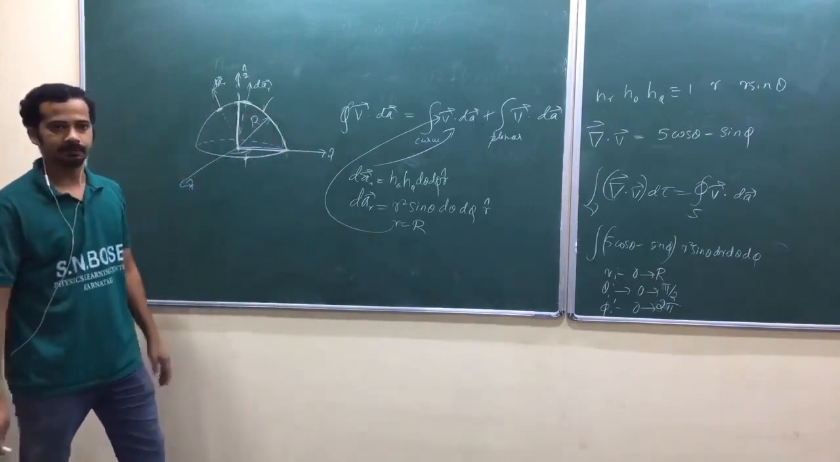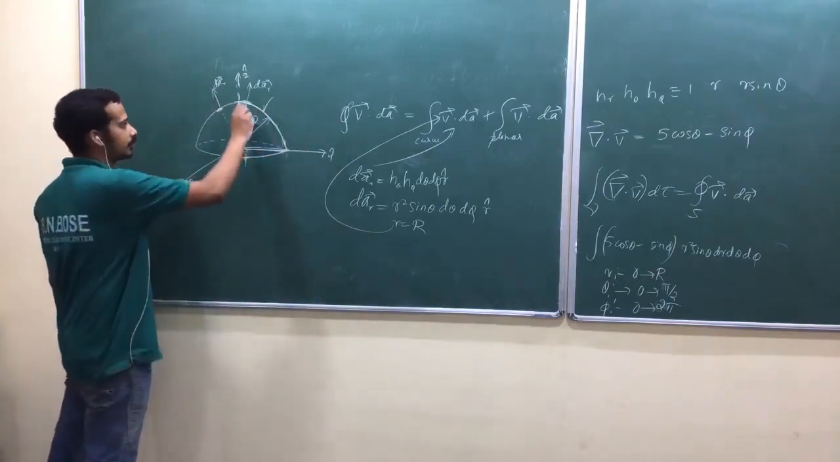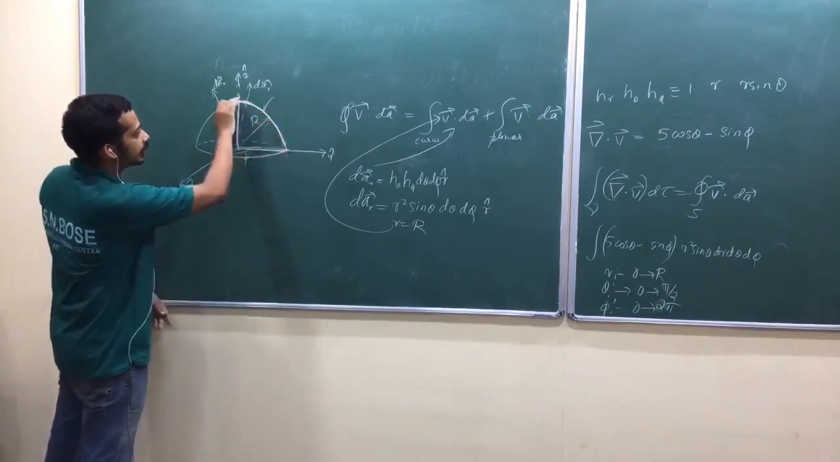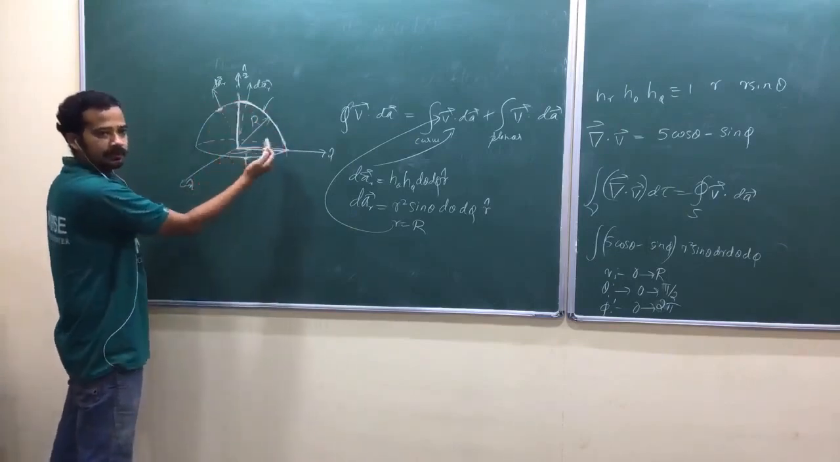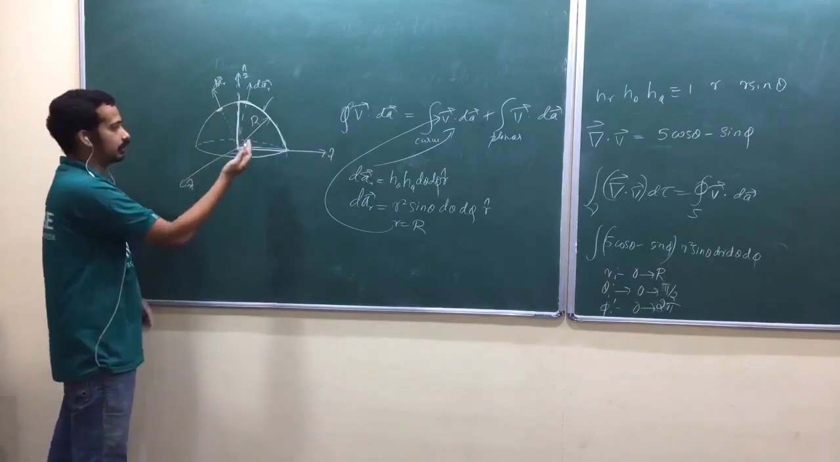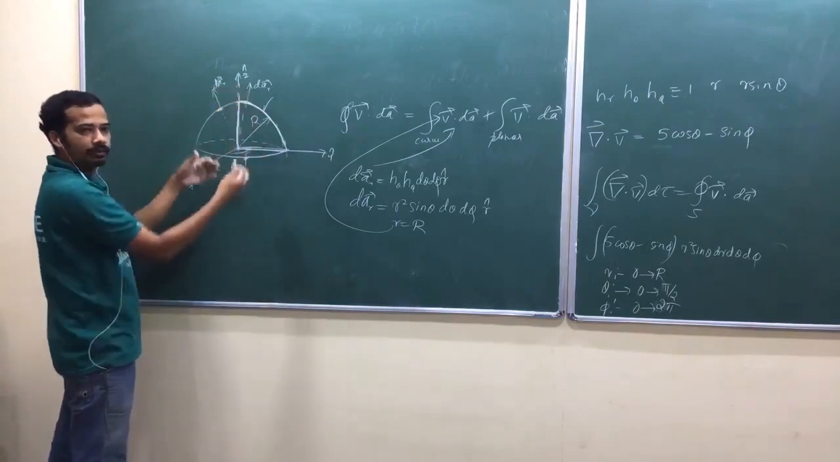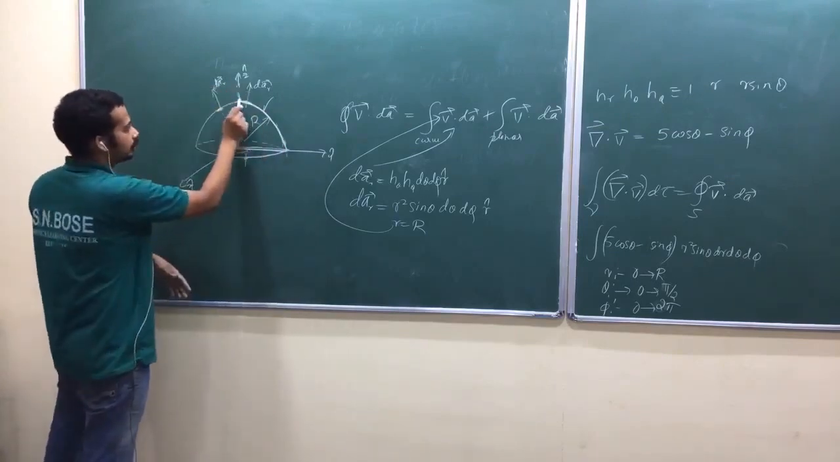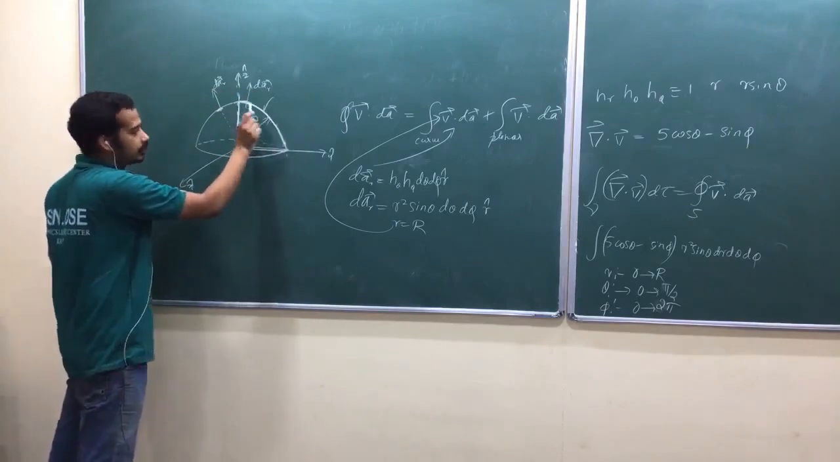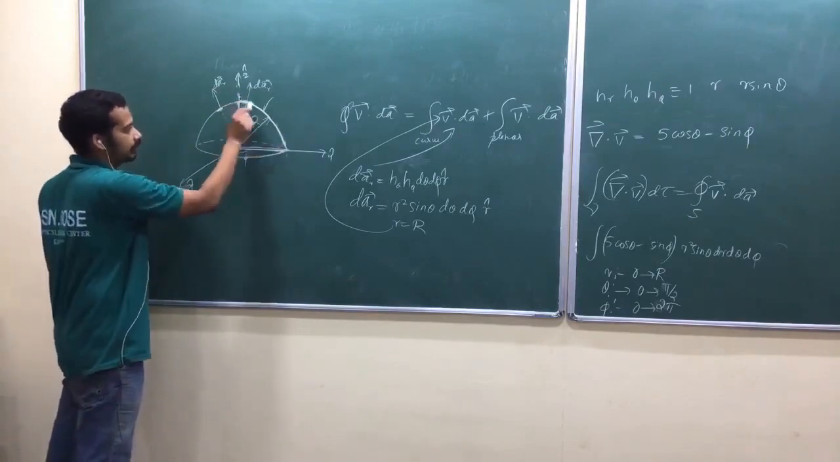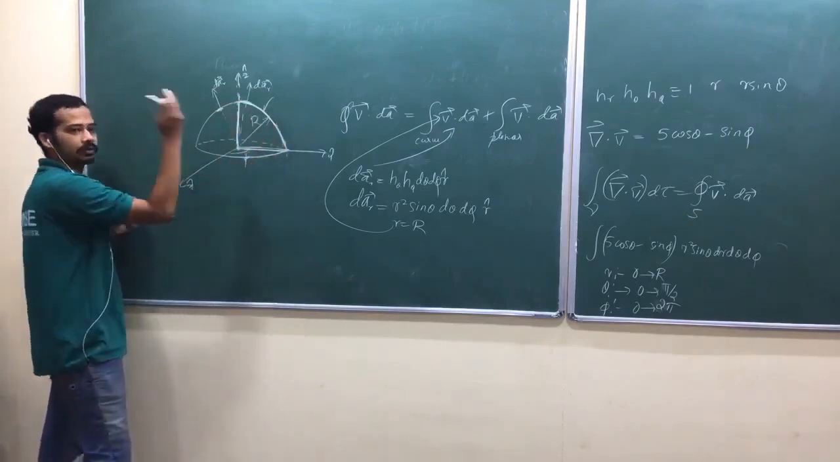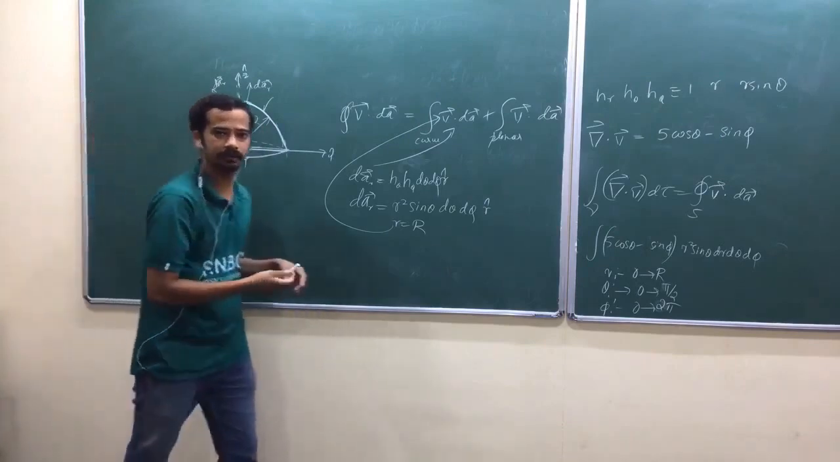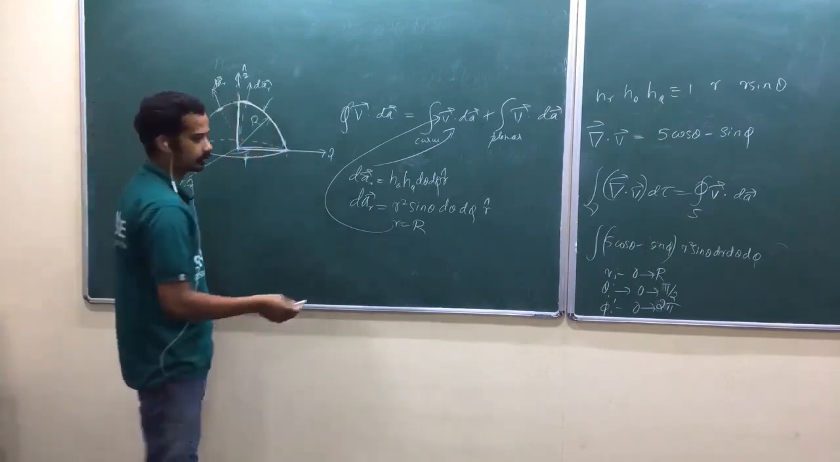Same as earlier. If you run theta from 0 to pi by 2, you will get this arc. How do you find the area? Your surface area of this bowl. So run theta from 0 to pi by 2, you will get this arc, and run that arc throughout 360 degree. You will get a surface. So that's how you have to do.